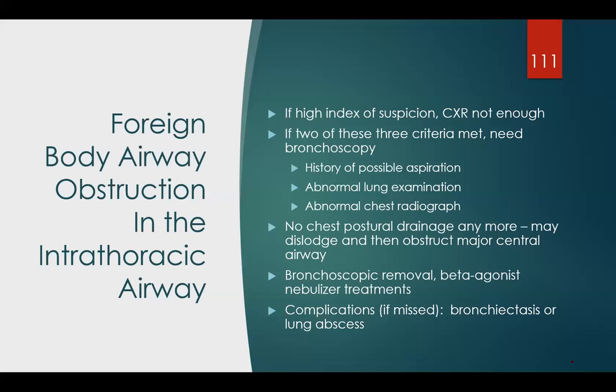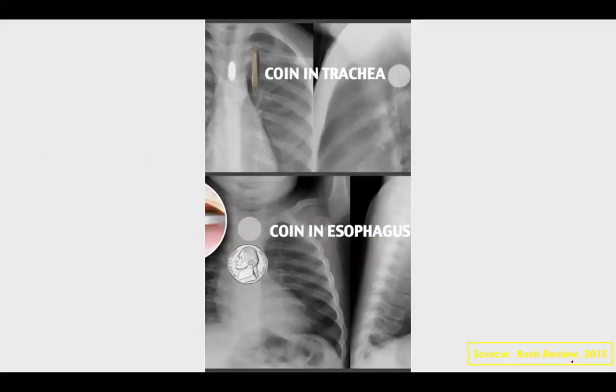Complications: the airway can collapse and they can end up with a lung abscess if the object goes down in the airway and is never taken out. So here's a coin. If it's lodged in the trachea, it looks like it's on its side, but if it's stuck in the esophagus, it's going to look straight. If it's straight, then that means they'll probably pass it without a problem. But if it's sideways in the trachea, then we're in deep trouble and we've got to go digging for it.